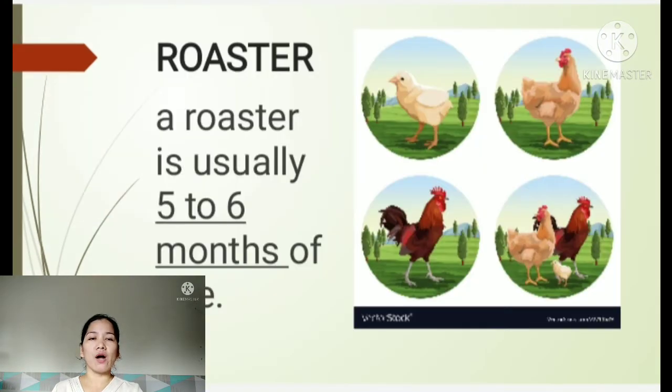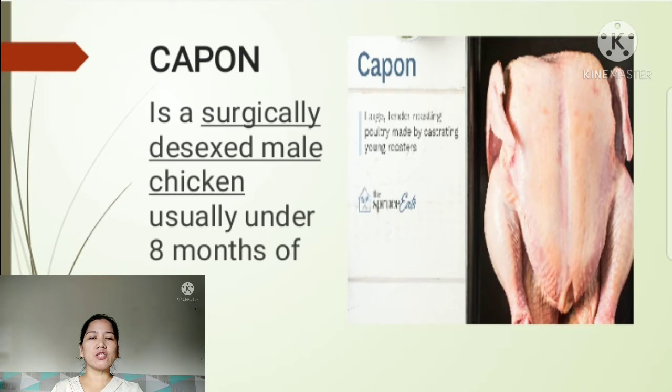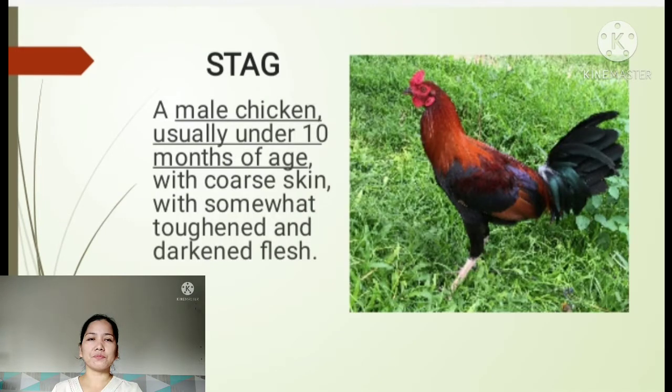We have roaster. A roaster is usually 5 to 6 months of age. We have capon. Capon is a surgically desexed male chicken, usually under 8 months of age. Pag sinabi natin capon, desexed male chicken, tinatanggalan siya ng itlog, o sa Tagalog ay tinatanggal yung itlog. We have stag. Stag is a male chicken, usually under 10 months of age, with coarse skin, with somewhat toughened and darkened flesh. Anong kulay daw nung laman?